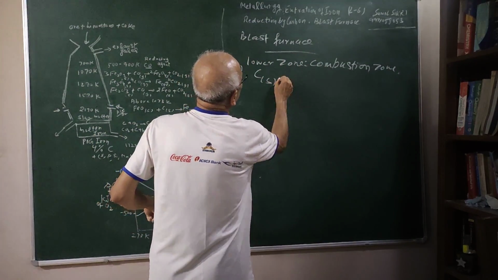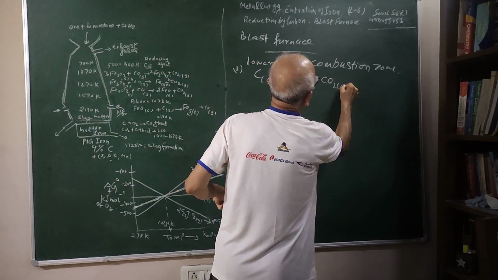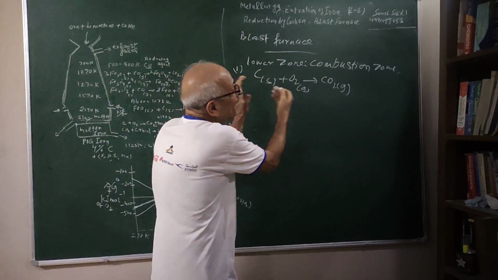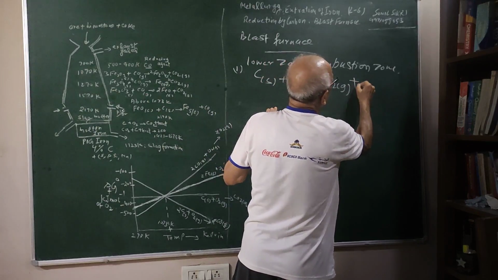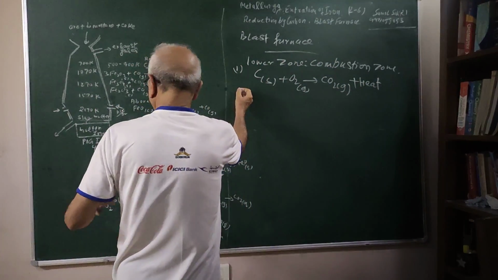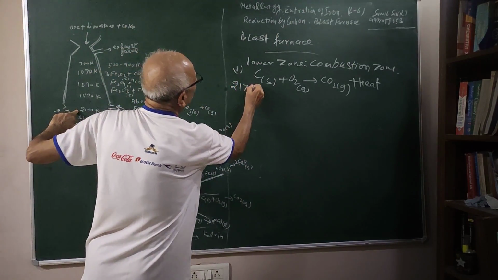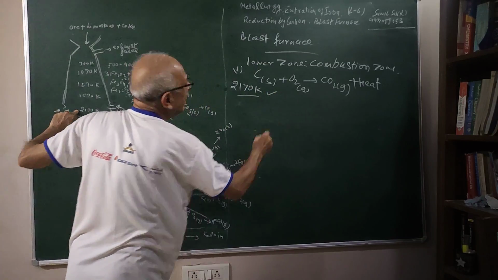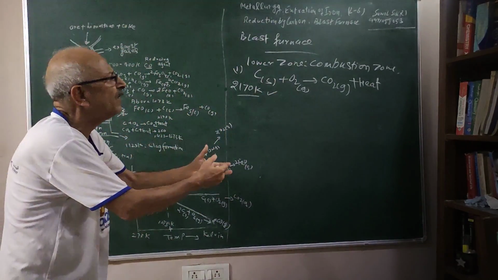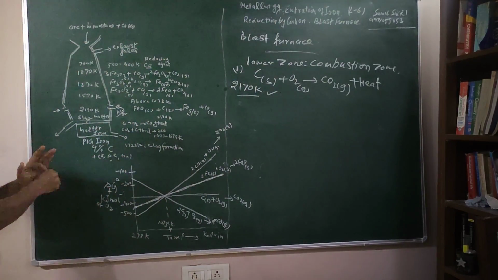Carbon reacts with oxygen gas to form carbon dioxide gas. This is a combustion reaction, which will liberate a lot of heat, a highly exothermic reaction, and the temperature, as you can see, goes up to 2170 Kelvin. Very high temperature, because carbon will burn with oxygen, a lot of heat will be liberated.